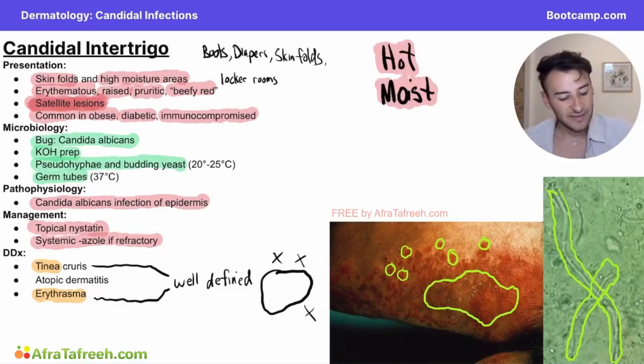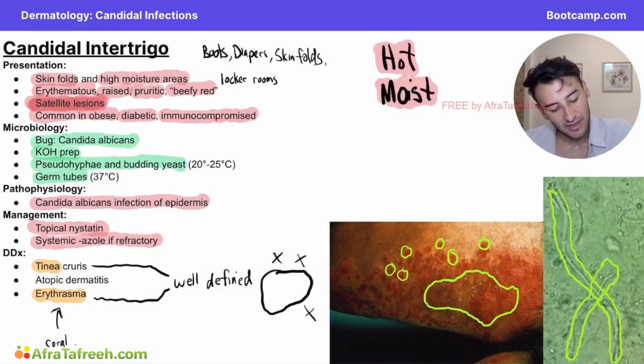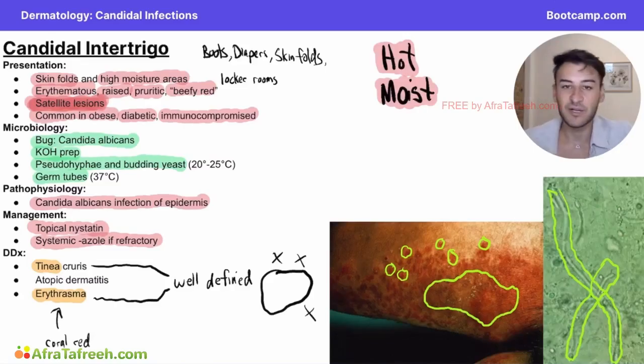Also, under a Woods lamp, erythrasma is going to stain a coral red color, which is a high yield buzzword specific to erythrasma that we would not expect to see in Candida. Lastly, let's talk about a non-infectious differential here. This is going to be atopic dermatitis, also known as eczema.